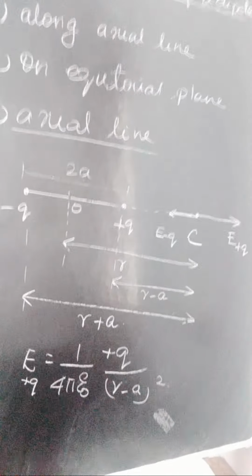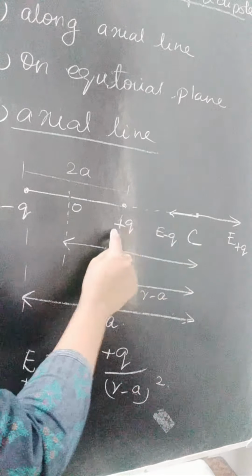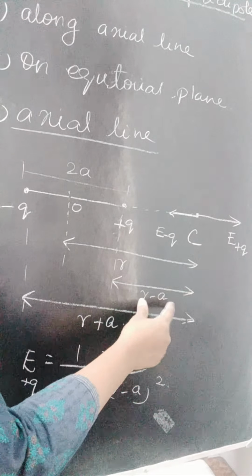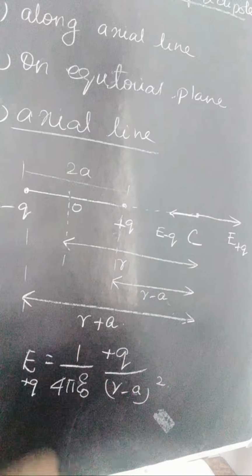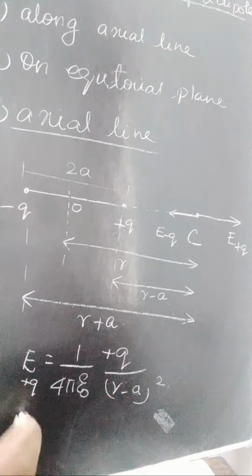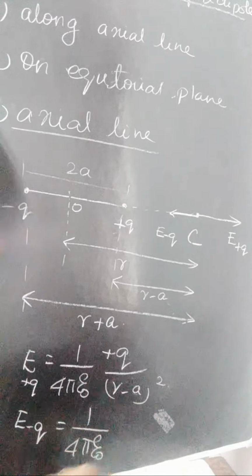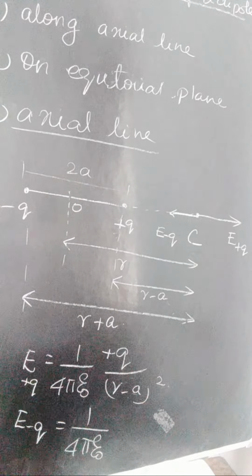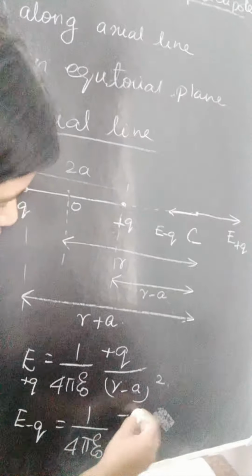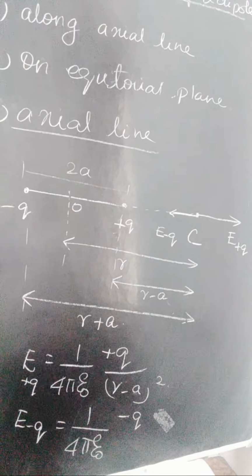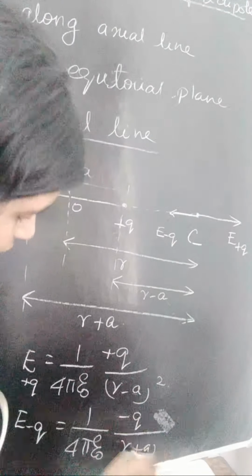Because plus Q is located at the distance R minus A. Between the point charge and the test point, if you measure, the distance is R minus A. So here we can give 1 by 4 pi epsilon naught plus Q divided by R minus A the whole square. Yes? Tell me for E minus Q also in the same manner. E minus Q is 1 by 4 pi epsilon naught minus Q. What will come? It is due to the minus charge, right?